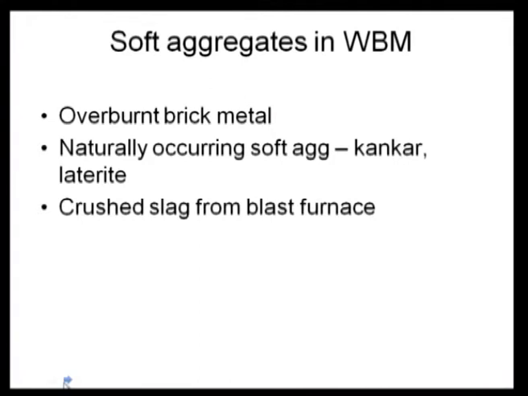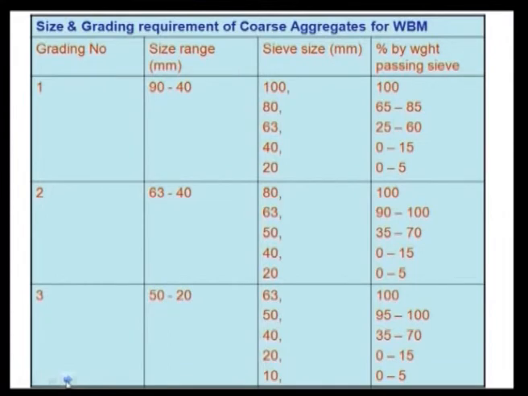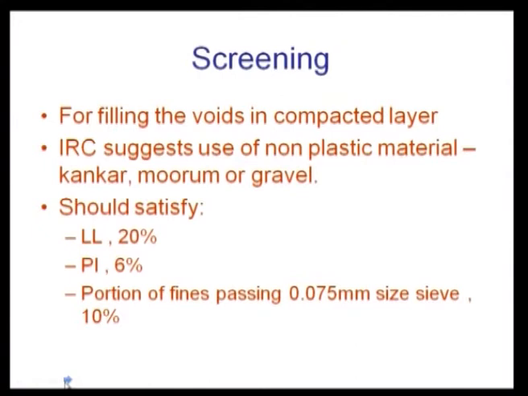Soft aggregates in WBM: overburnt brick material generally used, or naturally occurring soft aggregate like kankar or laterite, crushed slag from blast furnace also sometimes used. Size and grading requirement of coarse aggregate for WBM: details are given for different size ranges, if you are taking 90 to 40, and what percentage by weight it should pass, these are given in tables. Then how do you screen it? For filling the voids in compacted layer, IRC suggests use of non-plastic material, that means kankar, muram or gravel should satisfy this condition: liquid limit 20%, plasticity index 6%, percent of fines passing 75 micron sieve should be 10%.